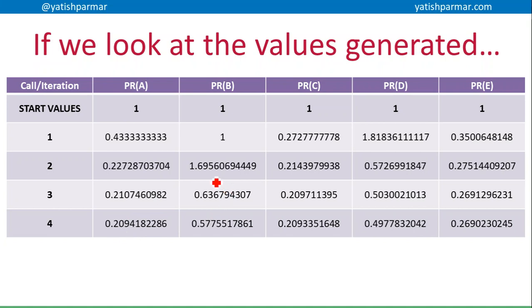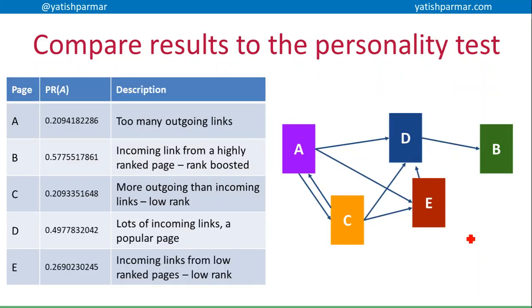Okay, similarly, you can see how B has started to settle, C has started to settle at 0.209. D is starting to settle at approximately 0.5, okay. E is settling at approximately 0.027, okay. So that's how the rank of those pages is being determined, all right. Now, if we compare those ranks to the actual personality test that I talked about in the last video, you can kind of see what's going on, all right.